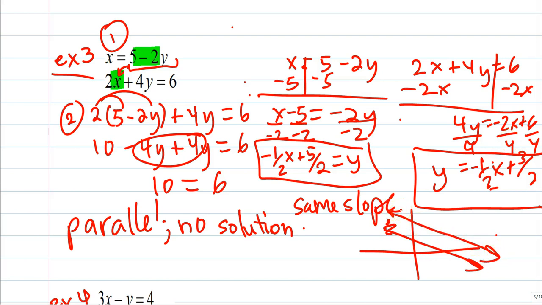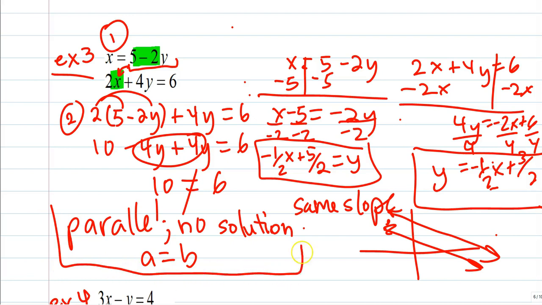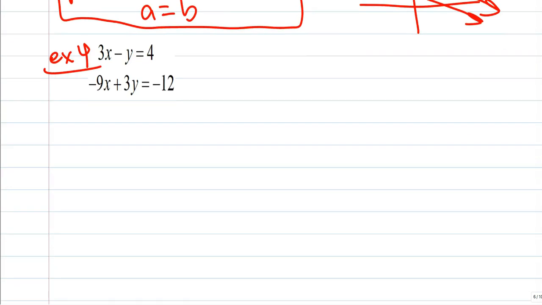What does this look like algebraically? 10 equals 6. They're not equal. When I get two things that are not equal, like 10 equals 6, 0 equals 4, our solution will be that the lines are parallel, or that there is no solution, no point in common. All right. Next.